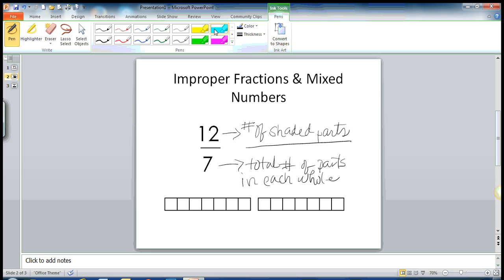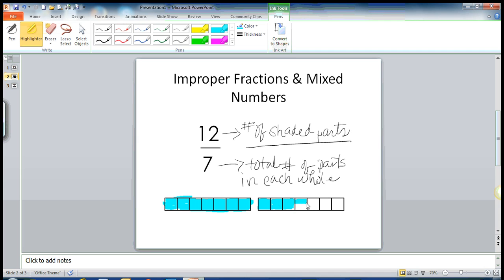I'm going to go up at the top and grab some color, and then I'm going to shade in the number of parts. We're supposed to have 12 parts shaded. I know each model has 7 parts, so I know that I need way more than 7. So I can go ahead and shade in all of this model. That took care of 7 of the 12. So how many more do I need to shade in? Exactly, 5 more parts.